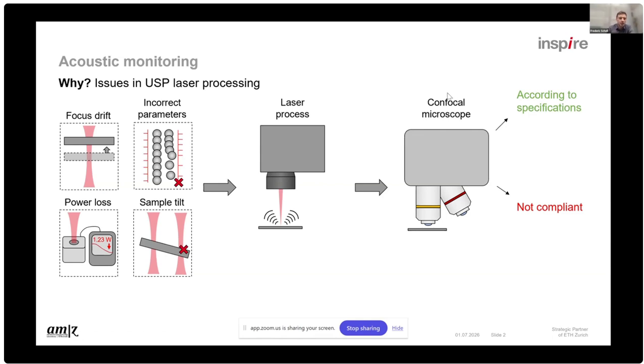to specifications. And some of the things that can go wrong in laser processing is, for example, a focus drift. This can happen due to a multitude of reasons like optics warming up or a laser pointing error. We can also have issues with incorrectly set parameters of the laser, like the repetition rate. We can have sample tilt, or, for example, power loss, which can happen natively by the laser or due to damage over time by optical components. And all of these issues can lead to surfaces not being according to the specifications.